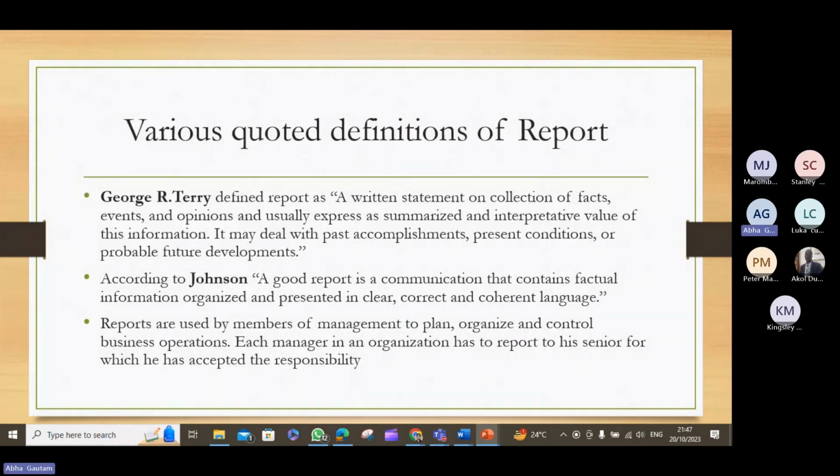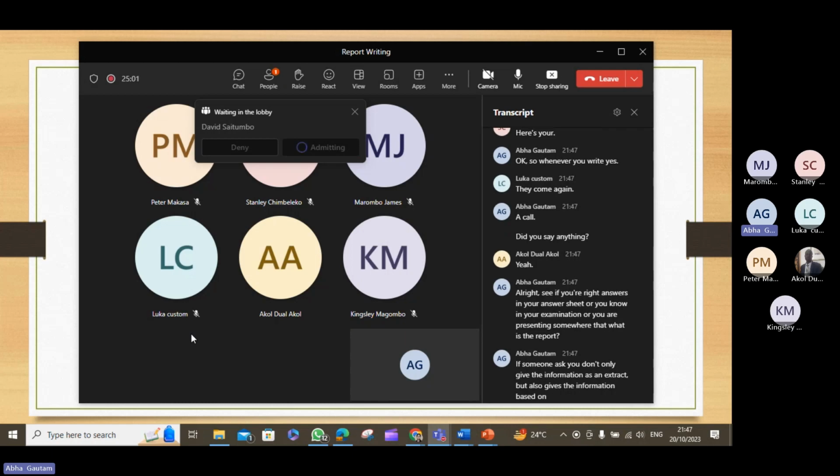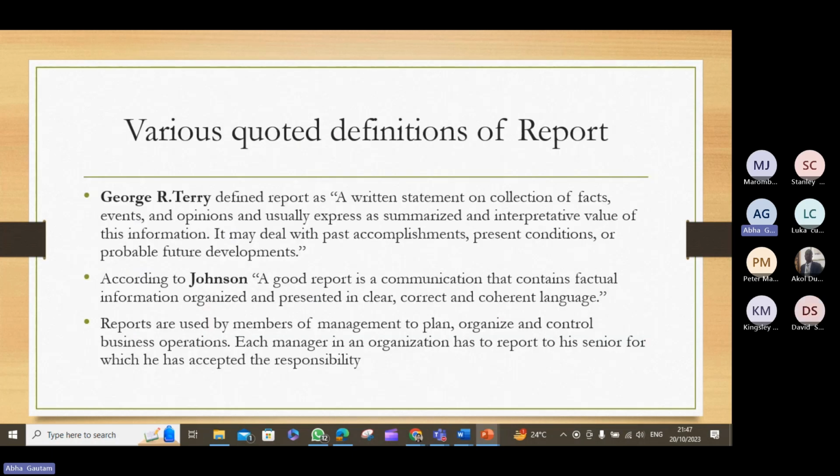All right. See, if you write answers in your answer sheet or in your examination, or you are presenting somewhere, and someone asks you what is a report, don't only give the information as an extract, but also give the information based on what others have to say as far as research is concerned. So there must be a literature review, some part of the things which have already been explored. What those people have to say as far as definitions are concerned, you can quote them also. It will give weightage to your answer.